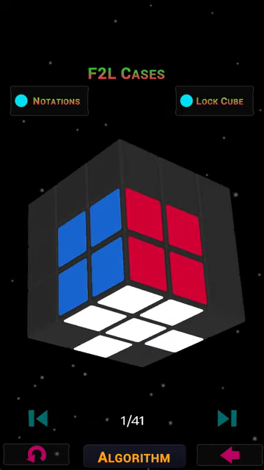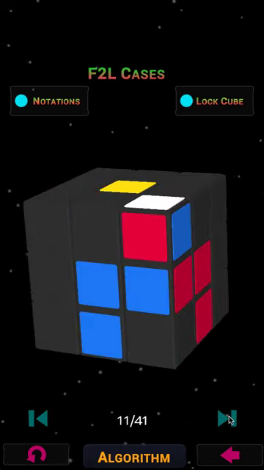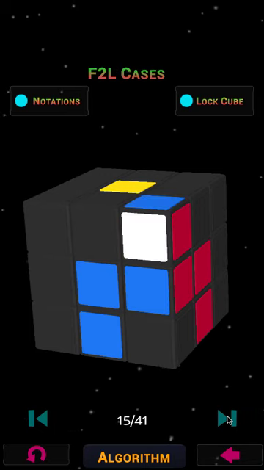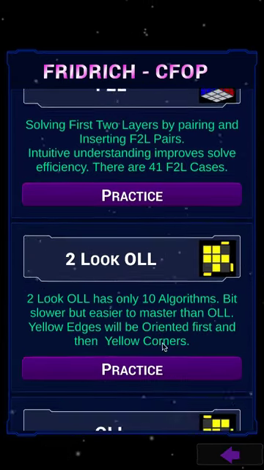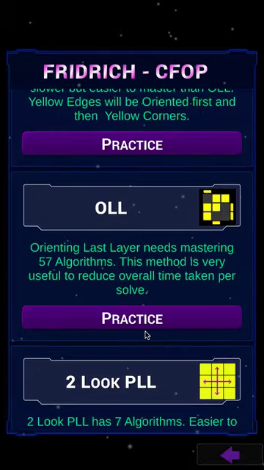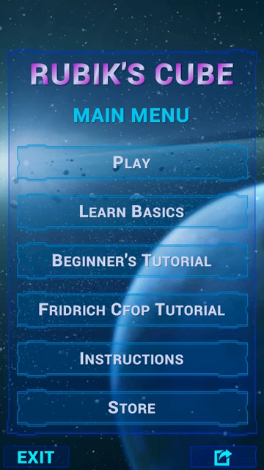Similar to this, we have many other F2L cases set up, and you can go through each one of them and click on the algorithm button to get to know how it can be solved. Similar to solving the first 2 layer cases, you can practice and learn all other CFOP steps like OLL, PLL, 2-look OLL, and 2-look PLL. Okay. Let's head back to the main menu and jump into the beginner's tutorial and see how it looks.